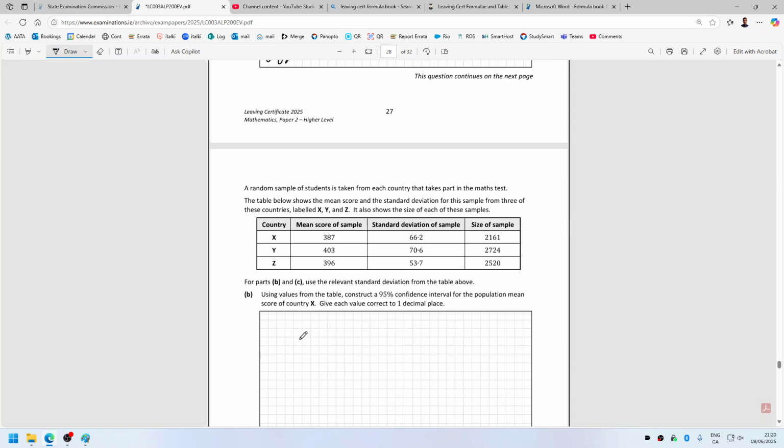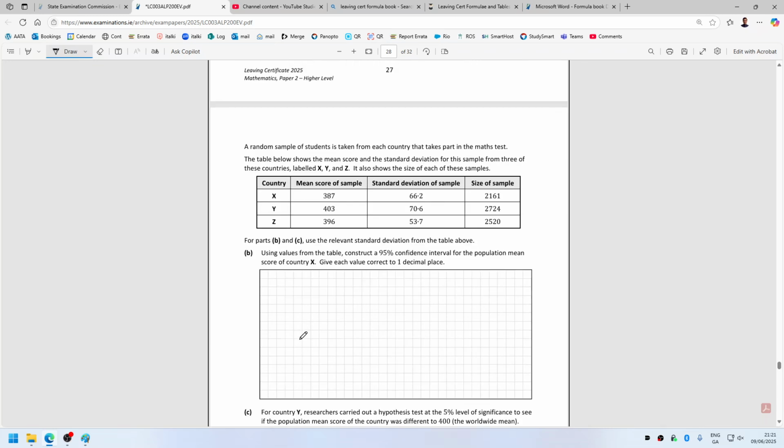A random sample of students is taken from each country that takes part in the maths test. The table also shows the mean score and standard deviation for a sample from 3 of the countries, X, Y, and Z. It also lists the sample size of each. From parts B and C, use the table above. Using values in the table, construct a 95% confidence interval for the population mean score for country X.